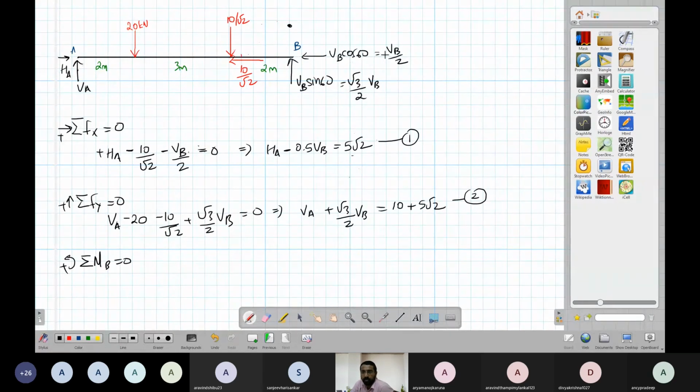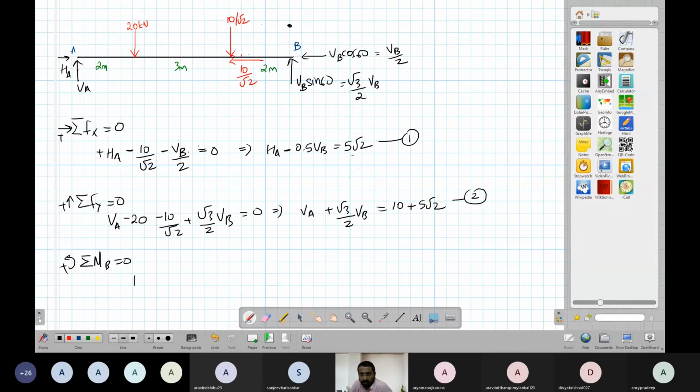I am just taking this point B, because otherwise root 3 by 2 into 0, B by 2 into 0, that is 0. So I think there is an advantage here for me. Let me see. Anti-clockwise is positive. From this force, HA is passing through B. HA, the line of action is B.